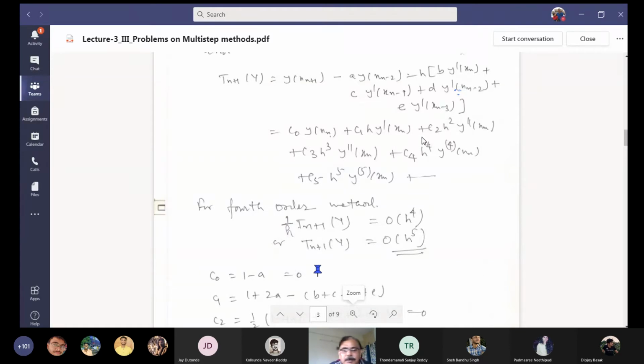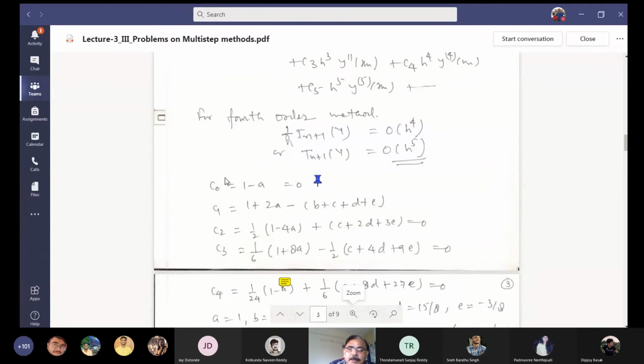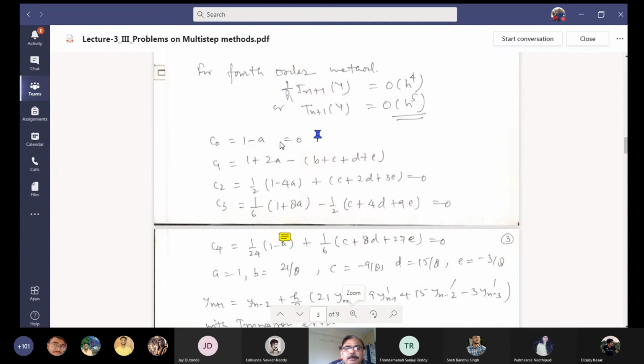I will explain this method further. If you use equations 8 and 9, then you will get C0, C1. You can verify this. You can find C0, C1, C2 now. You can write down the expansion and see whether it comes out the same or not. There might be an error in C4.